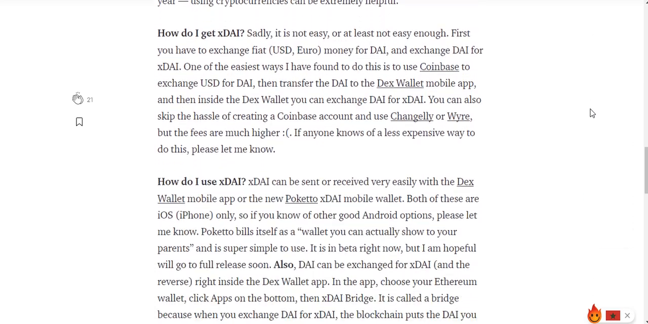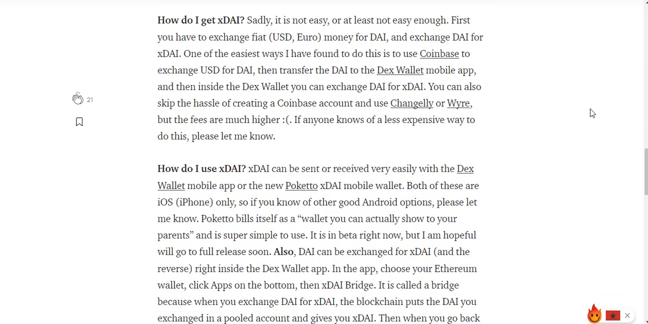How do I get xDai? Sadly, it's not easy, or at least not easy enough. First, you have to exchange fiat money for DAI, then exchange DAI for xDai. Now, one of the easiest ways found to do this is to use Coinbase to exchange USD for DAI, and then transfer that DAI to a DEX wallet mobile app. Inside that DEX wallet, you can exchange DAI for xDai. You can also skip the hassle of creating a Coinbase account and use Changelly or Wyre, but the fees are much higher.